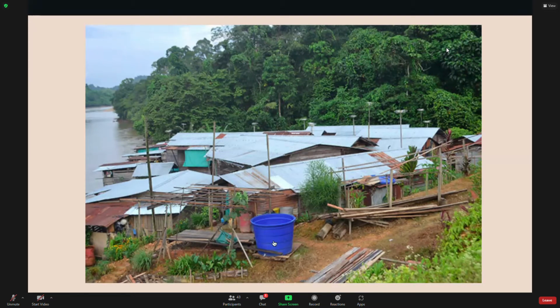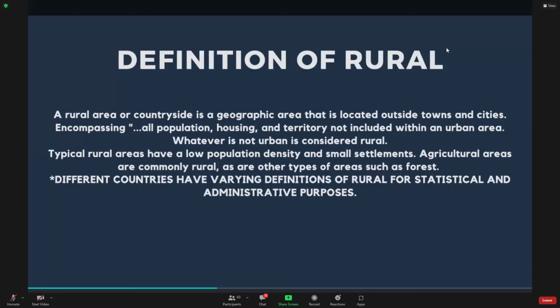Okay, so the definition of rural. A rural area or countryside is a geographic area that is located outside towns and cities, encompassing all population, housing, and territory not included within an urban area. So it's very easy to define rural. Whatever is not urban is considered rural.